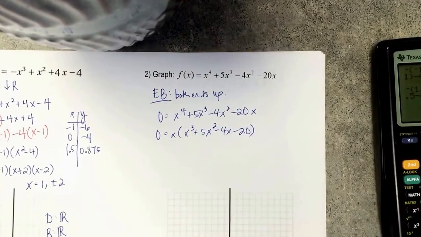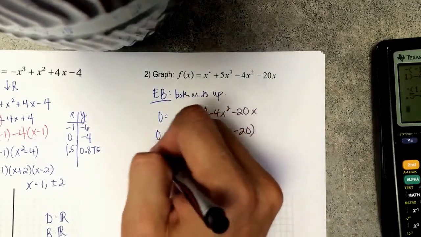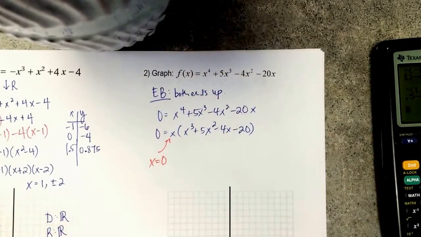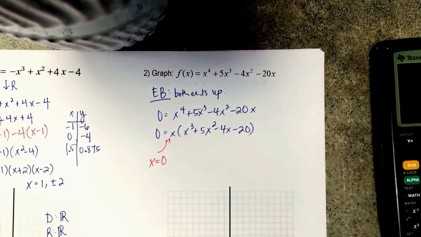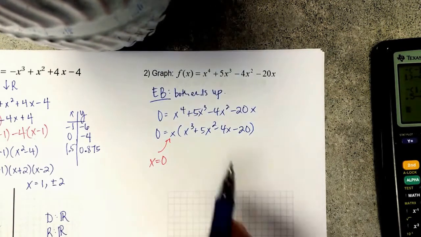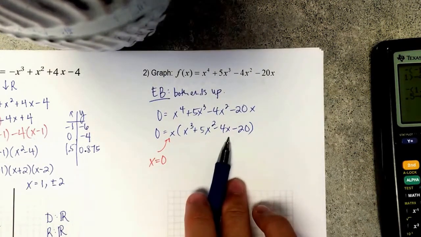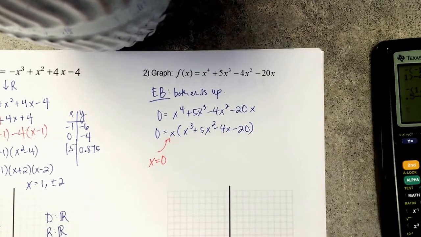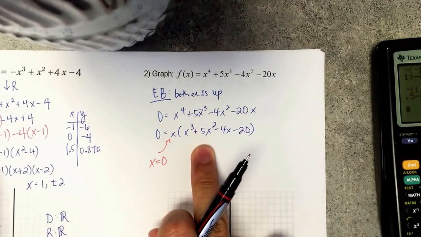What that means is, if you ever take out a variable, we learned that one of your solutions, one of your zeros, is 0. So we're going to pass right through the origin for this particular function. Then we're also going to talk about how to figure out the rest of this. Again, notice that the rest of this has 4 terms, so we're going to factor this by grouping just like we did in the first problem.